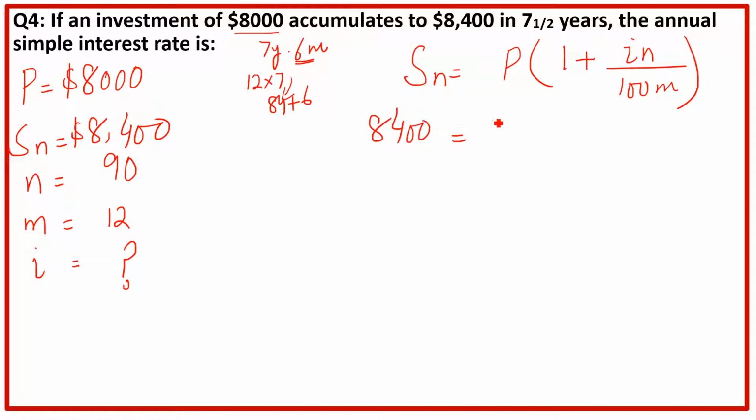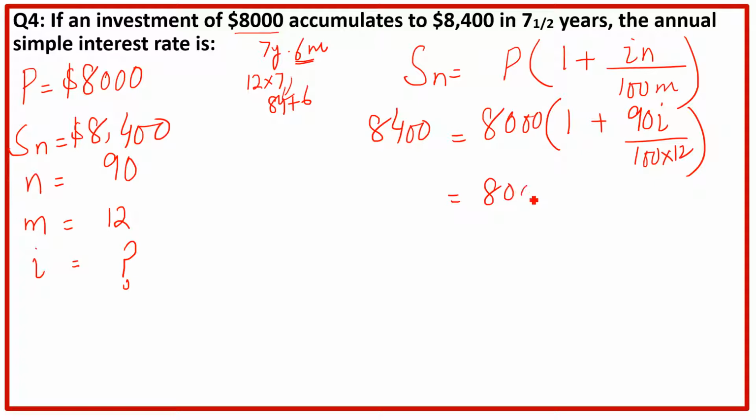We will just put the values here. This is 8,000 times (1 plus i), we have to find i. n is 90, so we can write 90i over 100 into 12. So it is 8,000 times (1 plus 90i over 1,200).